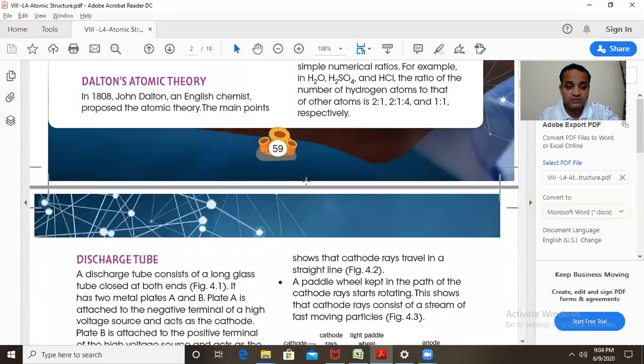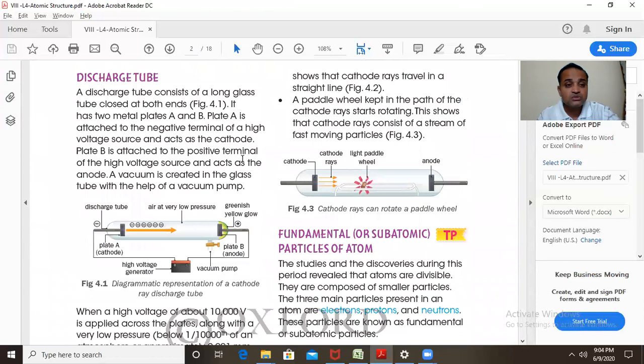These were a few things. After that, we saw the discharge tube made up of glass. The end connected to the negative plate is called the cathode, and the end connected to the positive terminal of the battery is called the anode. Now the discharge tube works under a very low pressure, that means you are taking out the air to create a vacuum. This was the discharge tube.